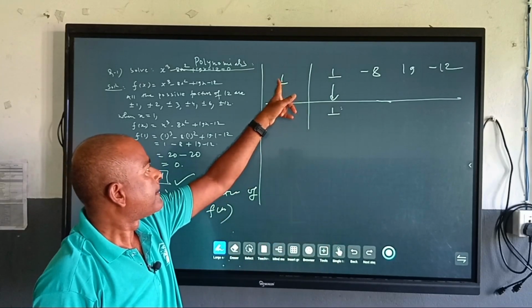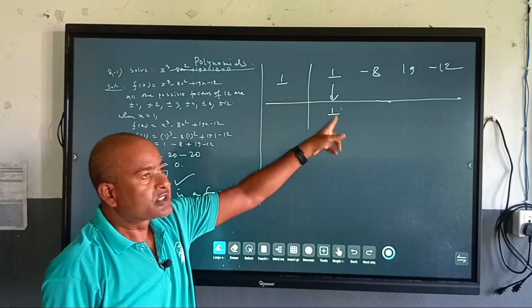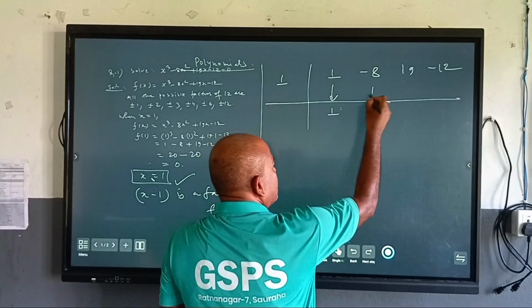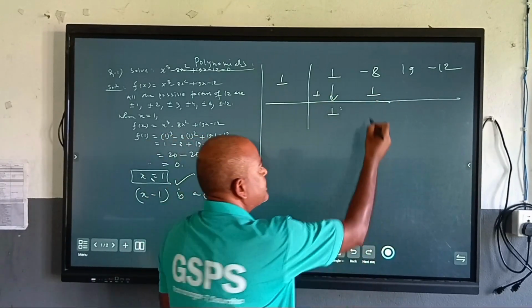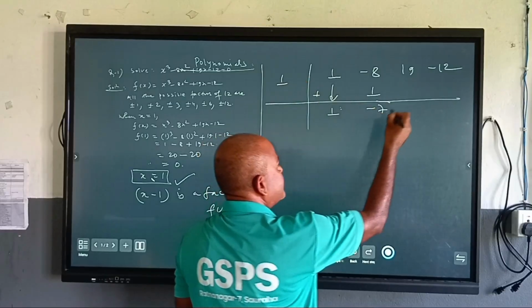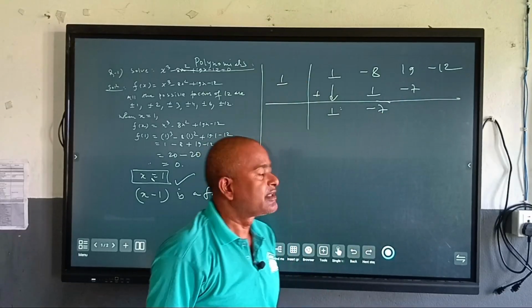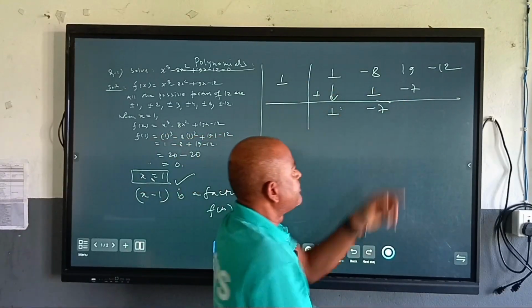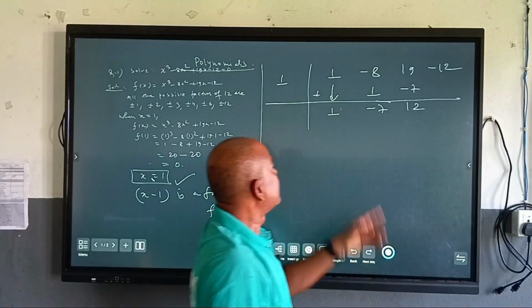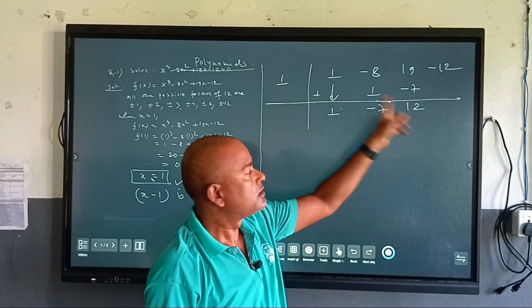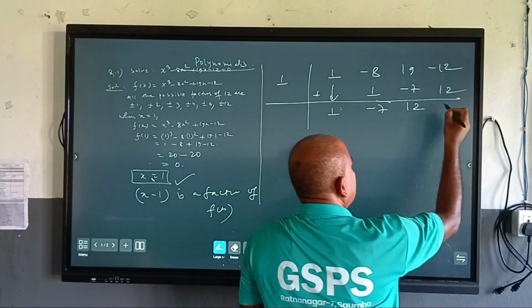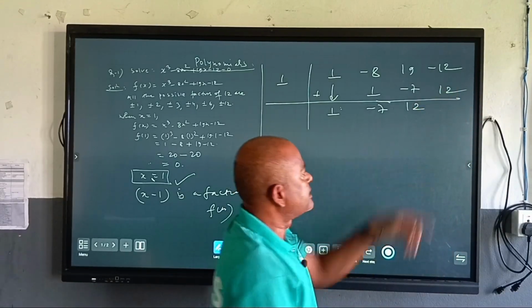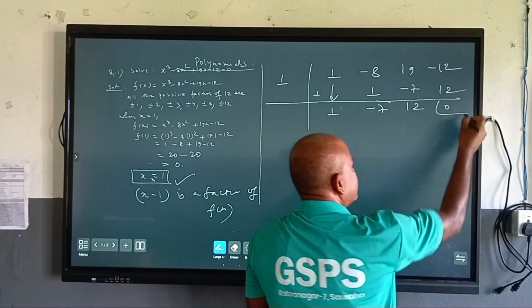Then we multiply 1 and this 1. 1 times 1 is 1. We get 1. Then by adding minus 8 and 1, we get minus 7. 1 times minus 7, we get minus 7. 19 minus 7, we get 12. Now again we multiply 1 with 12. 1 times 12, we get 12. And after adding, we get plus 12 minus 12, which means 0.